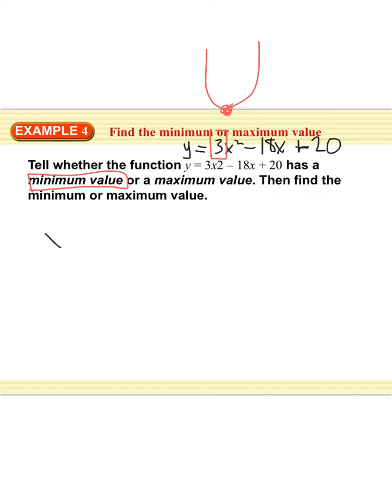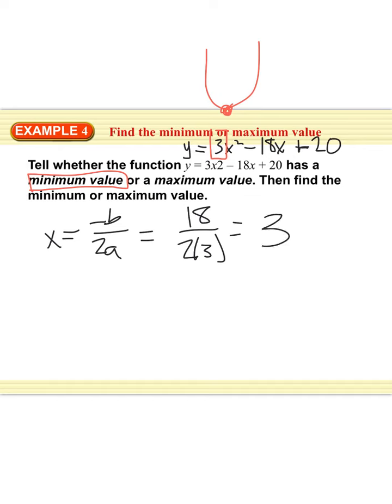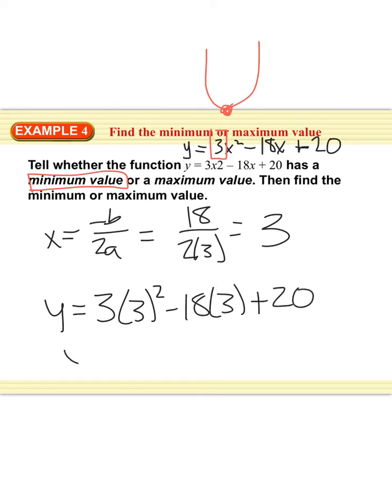So same thing we were doing. We need to find the x-coordinate of our vertex. So opposite b over 2a. Opposite of b would be 18. And a is 3. So 18 divided by 6 should give us 3. So our x-coordinate is 3. Now we need to plug that in and solve for y. And to save us some time, we're going to get -7. So our vertex is at the point 3, -7.